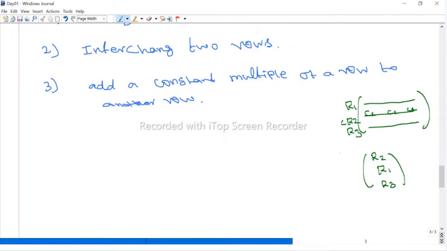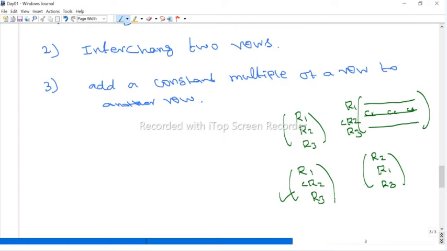Our original matrix has first row, second row, third row. Suppose I am applying the first elementary row operation, the first kind. We get a new matrix: R1, C times R2, R3. That means I am multiplying a non-zero constant throughout the second row. This is the first kind. I am using the elementary operation of the first kind here.